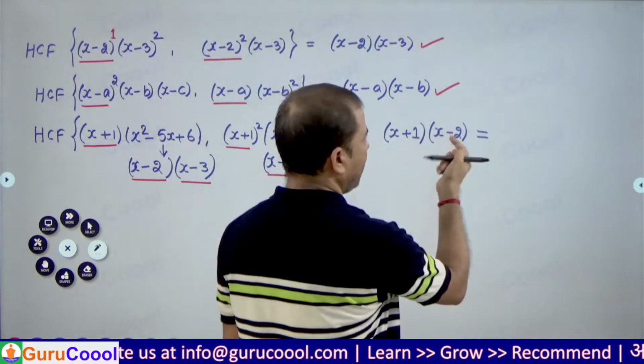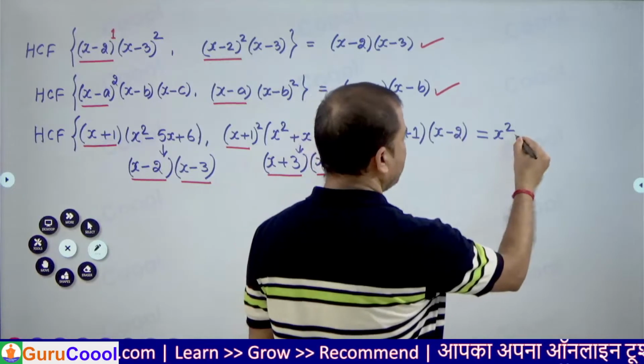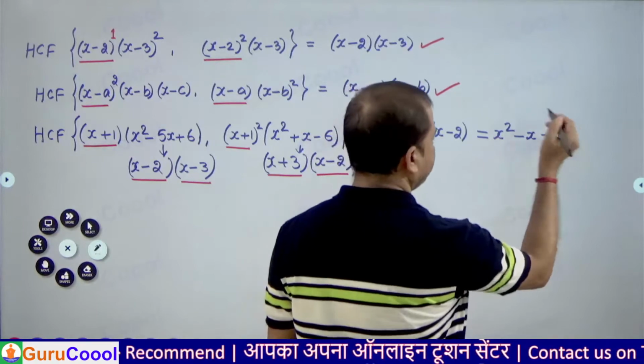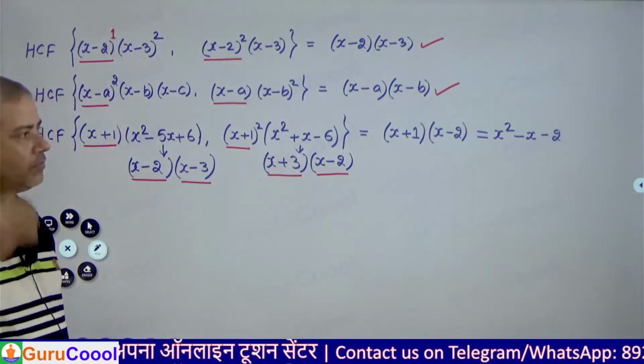We can multiply them back to write the final answer. X plus 1, x minus 2, it's x square. 1 minus 2 is minus 1, so it's minus x, and then 1 into minus 2 is minus 2. We got the HCF, x square minus x minus 2.